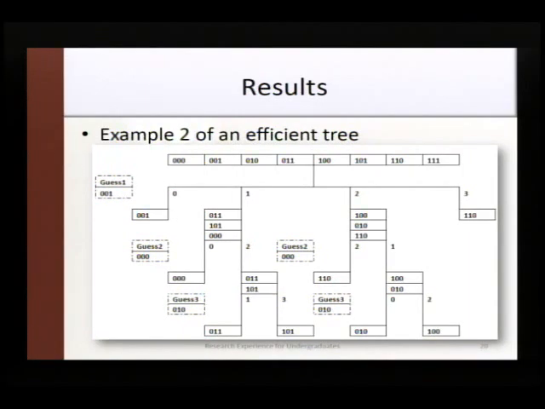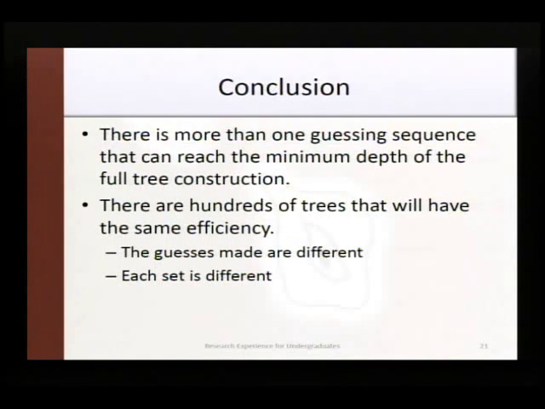This is another example of how, if you choose different guesses, it can still give me the same structure of the tree. And when I say the same structure, I mean the same depth and the same average and maximum depth. So, as a conclusion, there is more than one guessing sequence that can reach the minimum depth of the full tree construction.